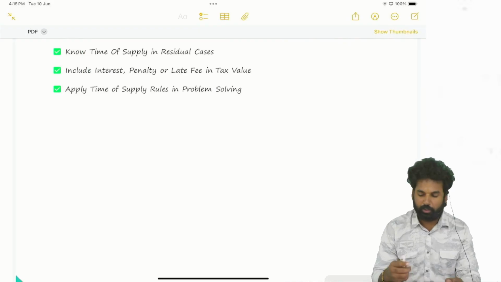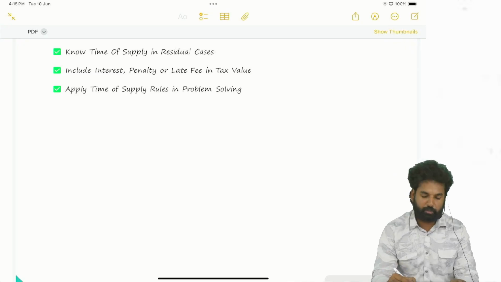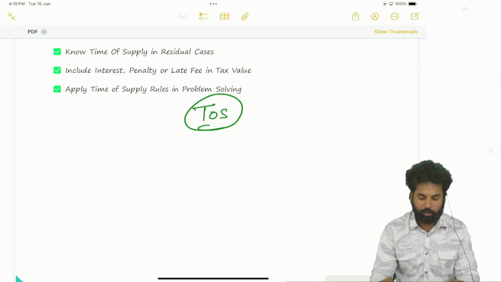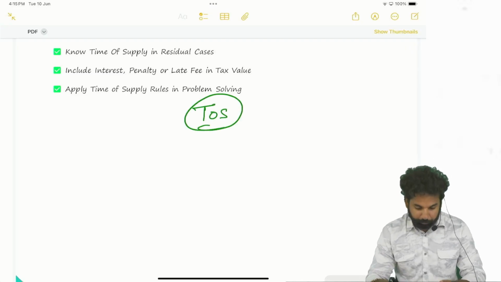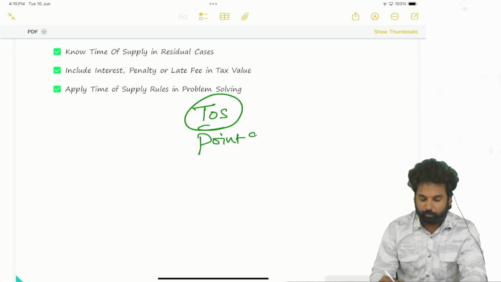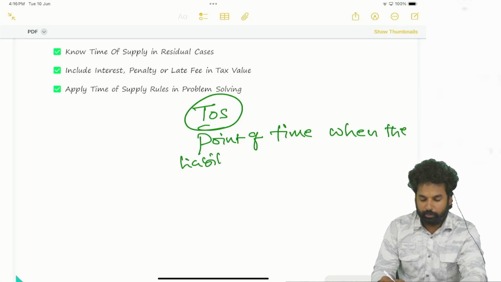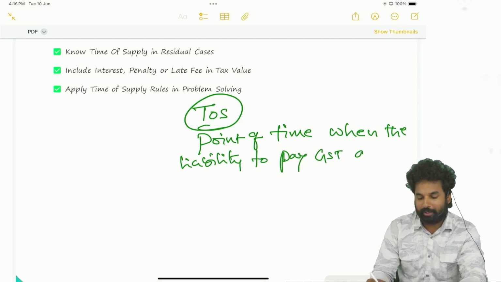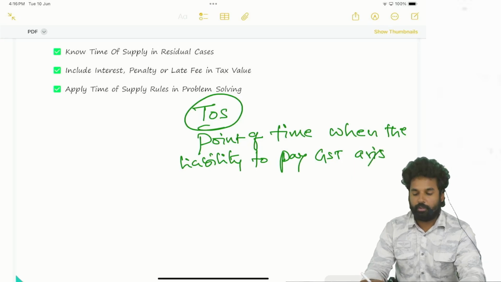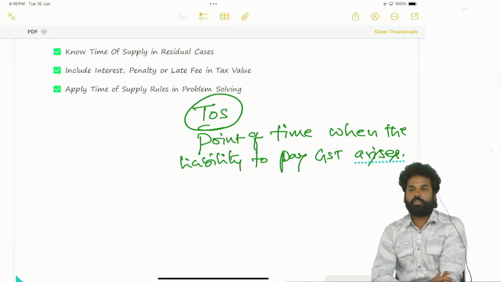Time of supply. Actually, why do we need these provisions? Why do we need the time of supply provisions? Time of supply means it is the point of time when the liability to pay GST arises.